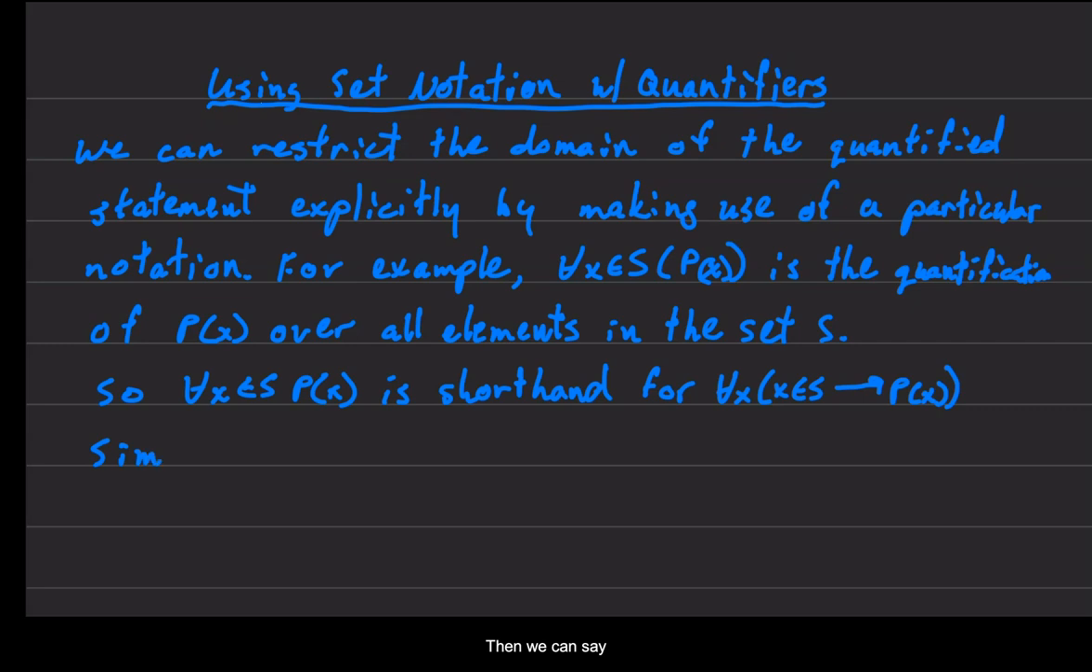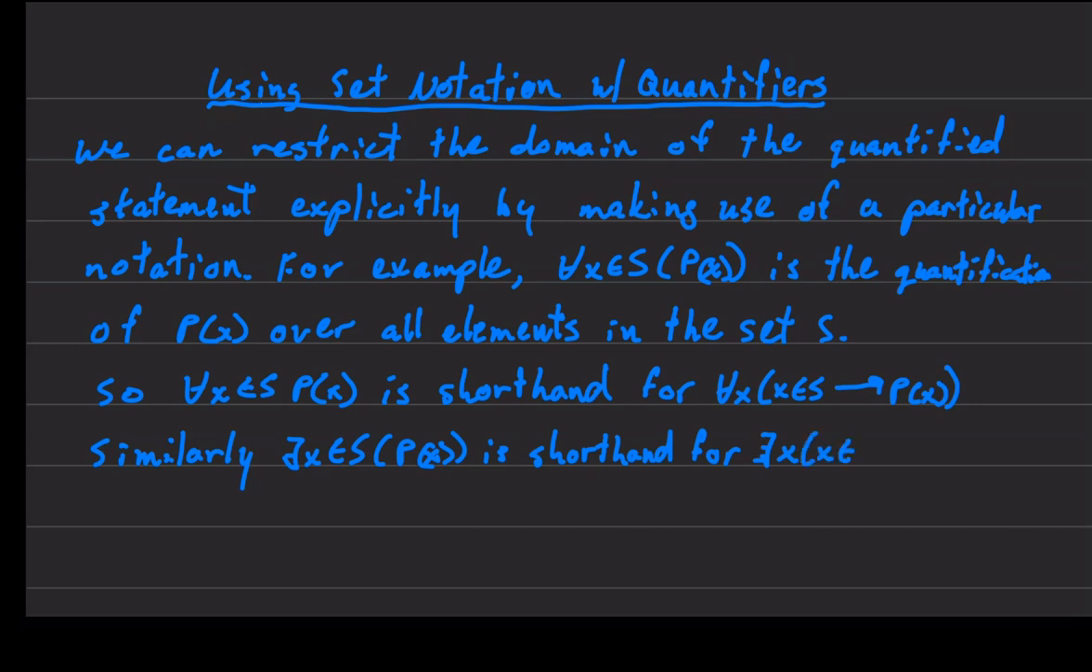And then we can say, similarly, for our existential quantifier, there exists an x in set S for P of x is shorthand for there exists an x where x is in set S and P of x.